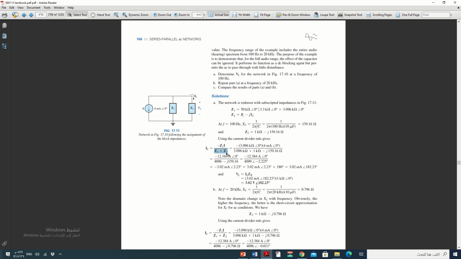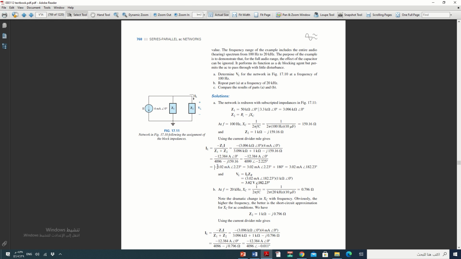divided by the summation. Can anyone tell why there is a minus here? The minus here comes from the direction of the I source being opposite of the assumption. Okay, because of this we put minus Z1 I. If you substitute, you will end with this answer: 3.02 milliampere with angle 2.23.